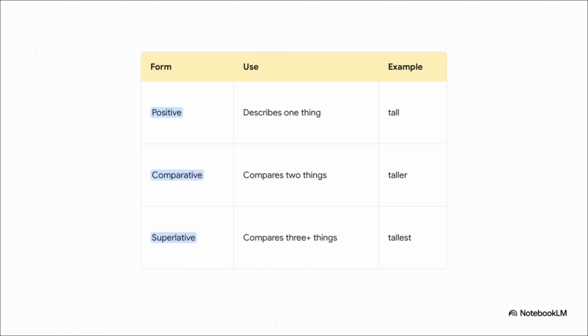Next, you have the comparative form, which compares 2 things. This building is taller than that one. And finally, you have the superlative form. This compares 3 or more things to find the absolute top dog. This is the tallest building in the entire city.